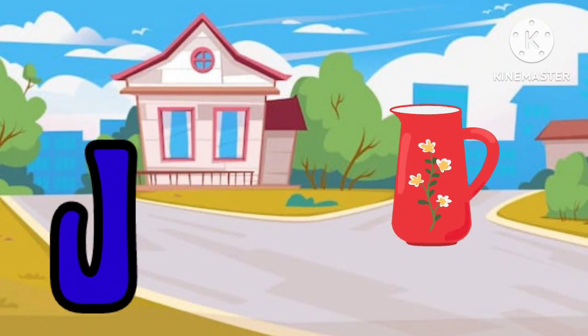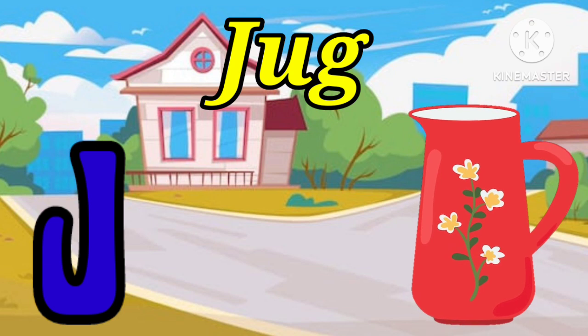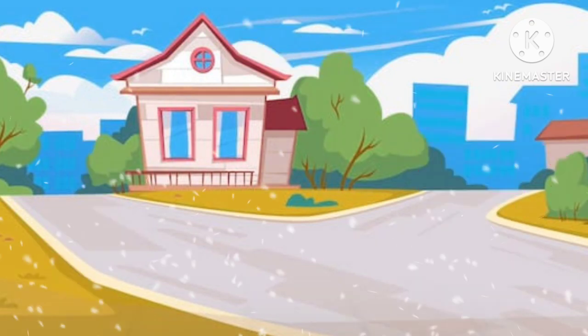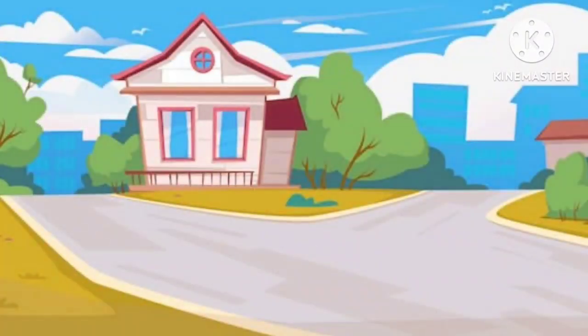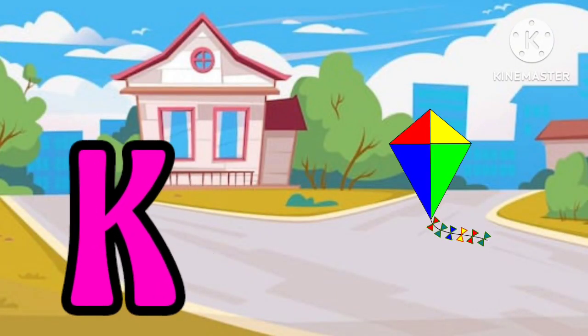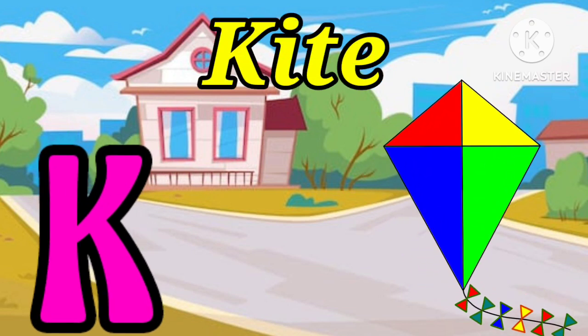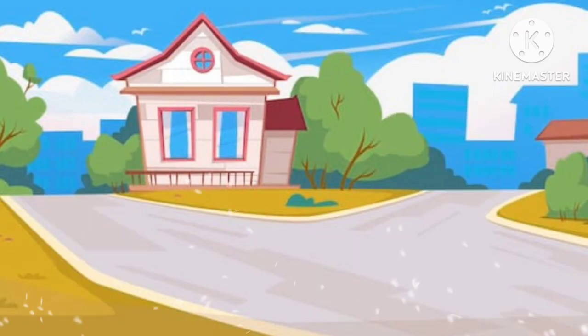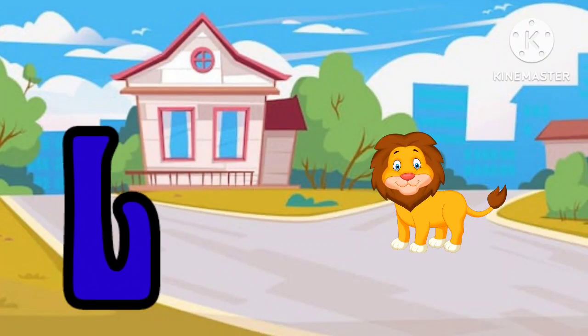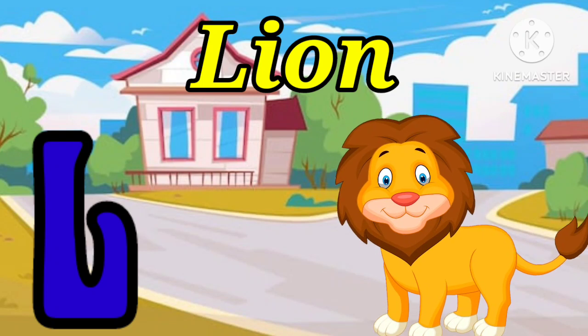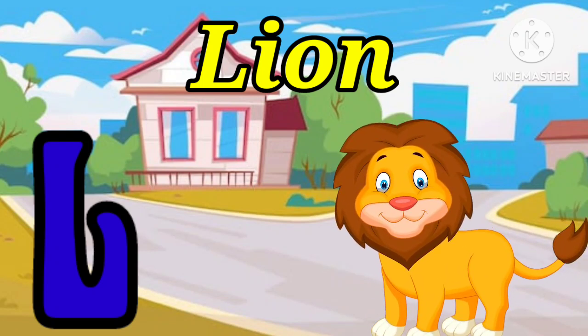J. J is for jug. K. K is for kite. L. L is for lion.